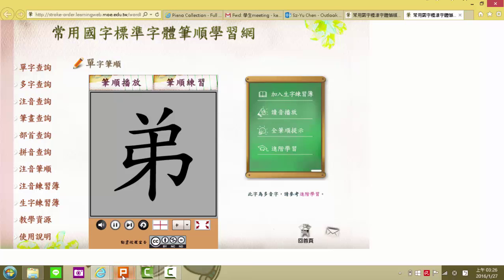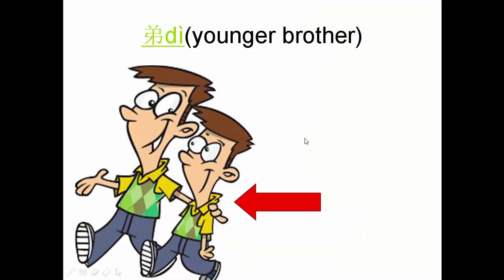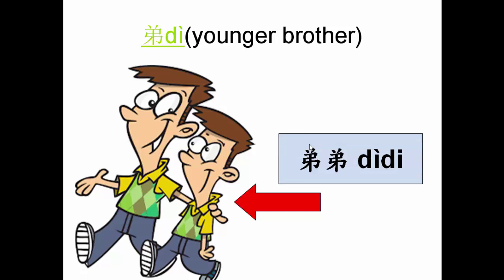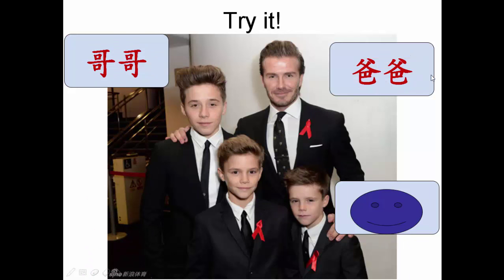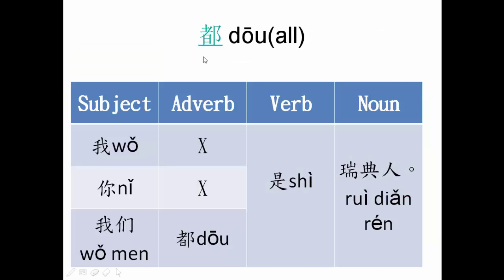Okay, so now let's go back to the PowerPoint. So younger brother, we said 弟弟. 弟弟. Okay, so now let's see. 他是谁? Who is he? 哥哥. 那他呢? Who is he? 爸爸. How about him? 弟弟, 很好.